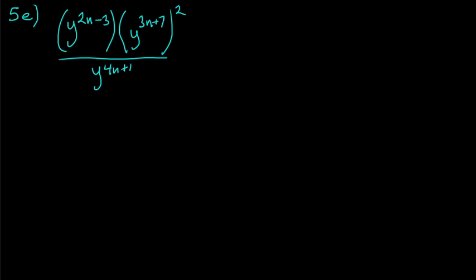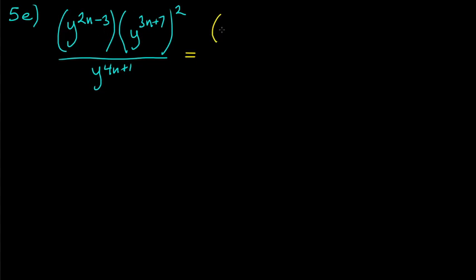Okay, and skipping D, I'm going to do 5e. Here we want to simplify y to the 2n minus 3 times y to the 3n plus 7 squared over y to the 4n plus 1. Okay, so this is definitely a more difficult one, and it's one that you may not have even seen before with these n's here. So what is n? n just represents some number. We don't know what that number is, but it just represents a number. So you're still using the same rules for exponents here, right?